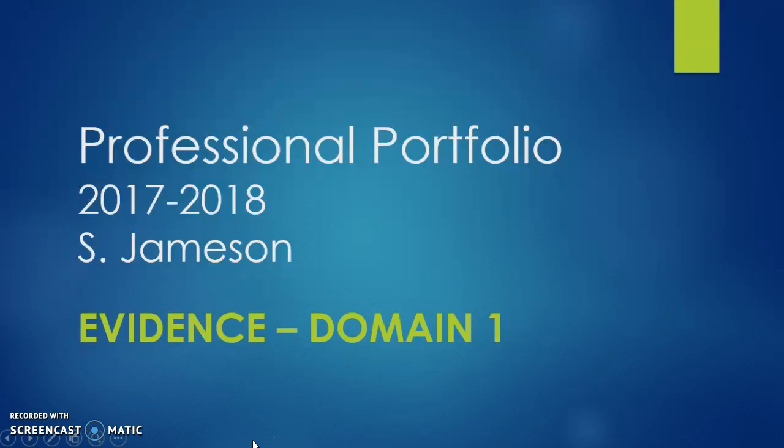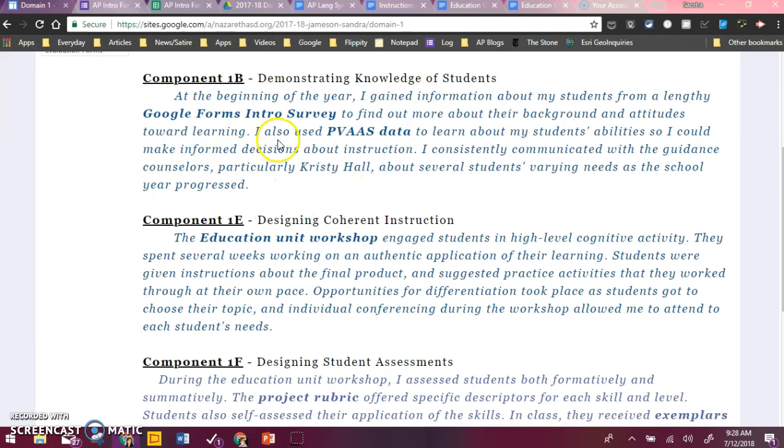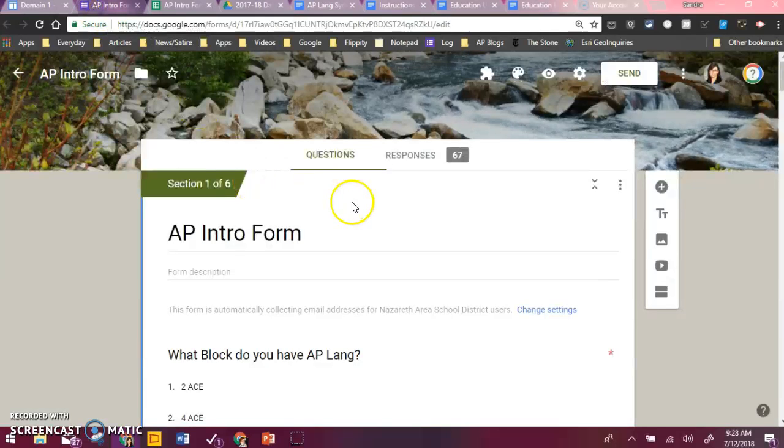So this is my evidence for domain 1 on the Danielson rubric for my 2017-2018 portfolio. Component 1B is demonstrating the knowledge of students, and I used a couple of things to gather information from my students. First of all, I gave them a really extensive introduction survey.